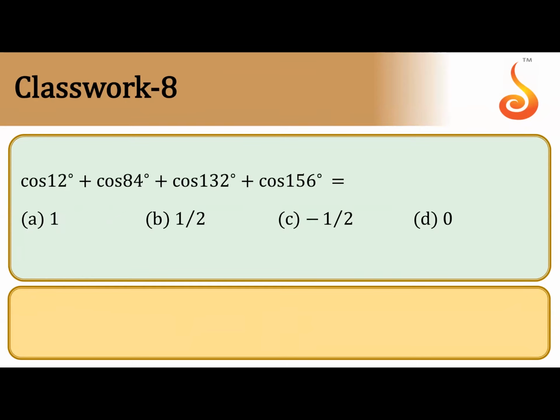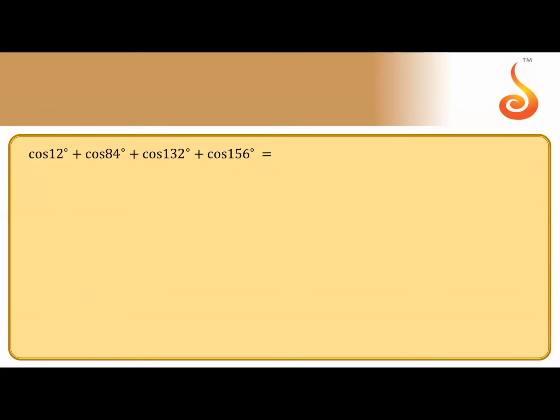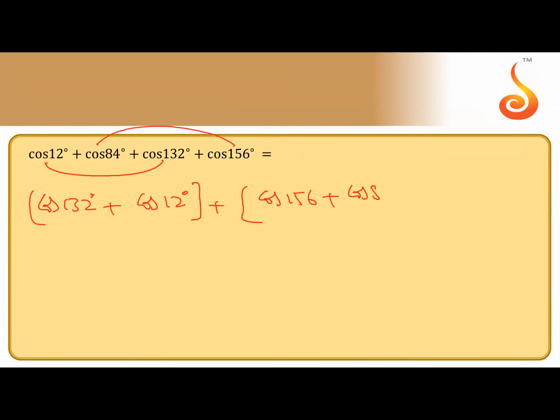Cos 12, cos 84, cos 132, cos 156. Now you can use the transformation formula, grouping the terms. These two group it, these two group it. Cos 132, cos 12, because the sum and difference are known, the angle must be. And cos 156 plus cos 84. We have the formula for cos C plus cos D, that is 2 cos (C plus D) by 2 into cos (C minus D) by 2.